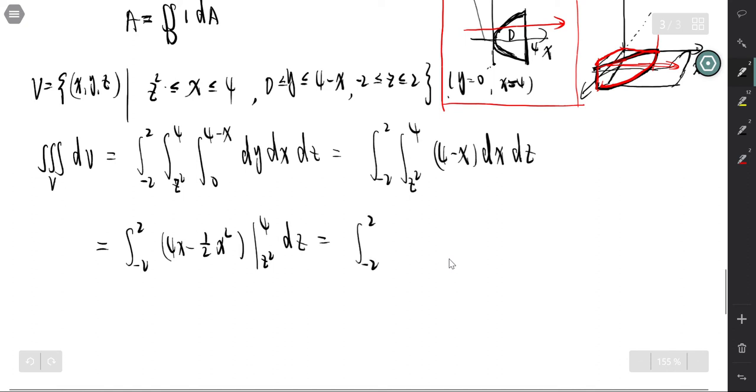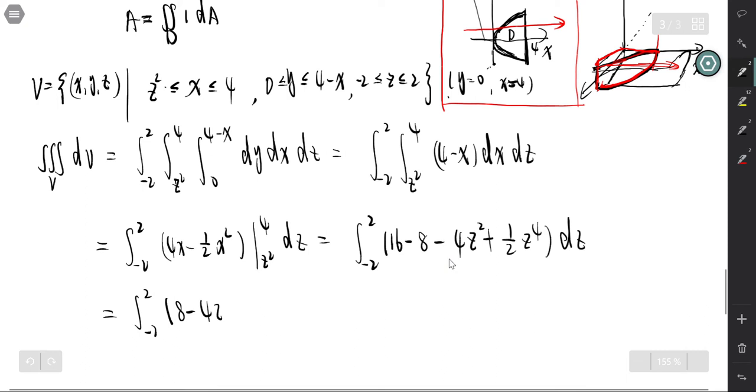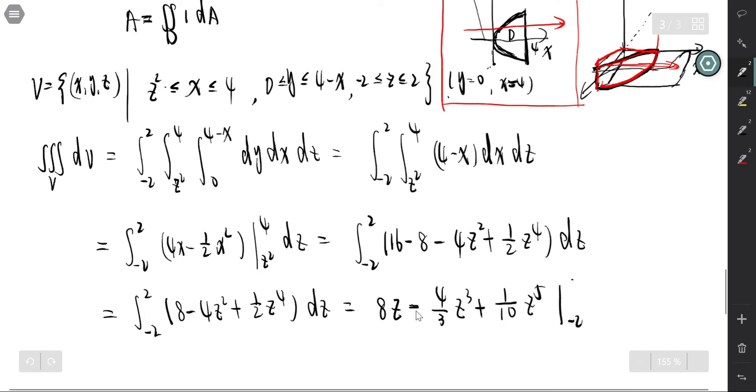Negative 2 to 2, insert the value, insert 4 as 16 minus 8, minus 4z squared plus 1/2 z to the fourth, dz. That is negative 2 to 2, 8 minus 4z squared plus 1/2 z fourth, dz. This is 8z minus 4/3 z cubed plus 1/10 z to the fifth, negative 2 to 2.